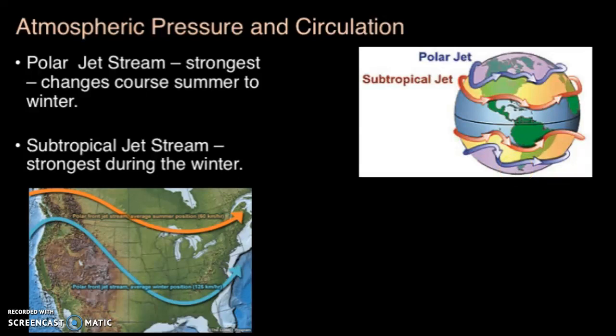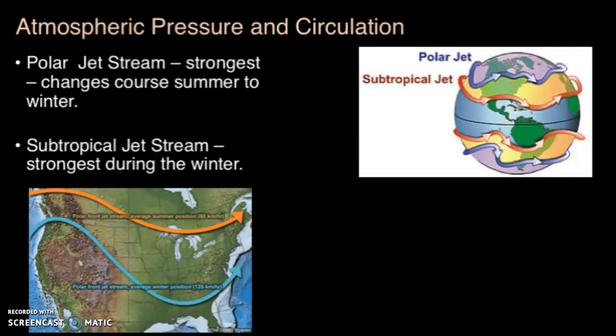Okay, so these jet streams are going to vary in width between 100 and 500 kilometers or so, and they're going to be several kilometers in thickness. So the average speed of the polar jet stream is going to be 180 kilometers per hour during the winter and about 90 kilometers per hour during the summer. So again, a lot faster during the winter.